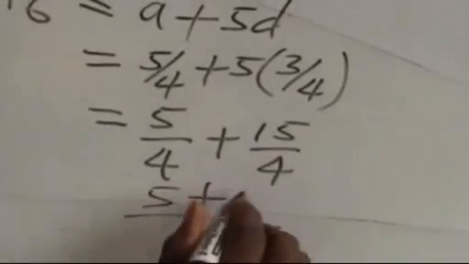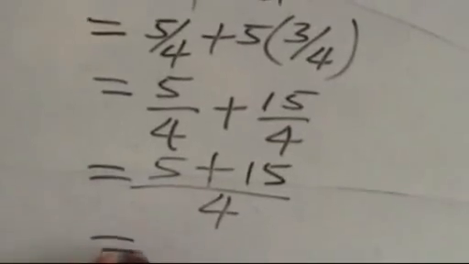The LCM is 4. 4 divided by 4 will have 1 times 5, we'll have 5 there, plus 4 divided by 4 will have 1 times 15, we'll have 15 there. So 5 plus 15 will have 20 divided by 4. And this will give our T6 to be equal to 5. 20 divided by 4 is 5. And that is our T6, which is the sixth pole. We'll go on to get the value of the seventh pole and the eighth pole.